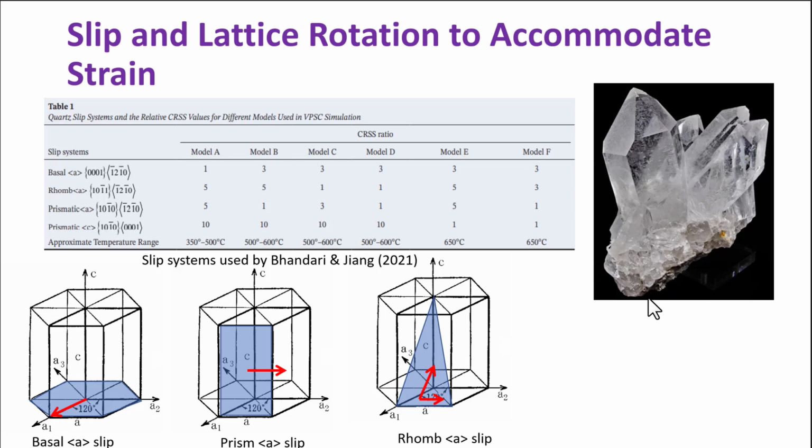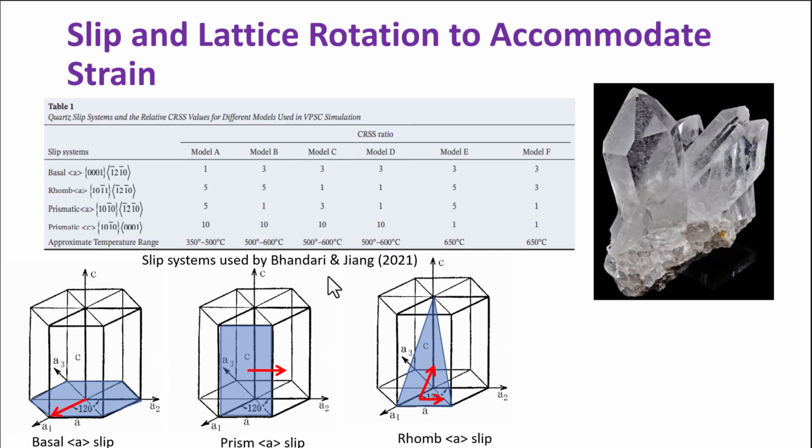Dislocations take place on slip systems. A slip system consists of a slip plane plus a slip direction. Quartz, for instance, has many slip systems. Basal A slip system, so the basal here is a slip plane, A is the slip direction. Prism A slip system, prism C slip, and a rhomb A slip, a rhomb C slip. So quartz can have many slip systems.